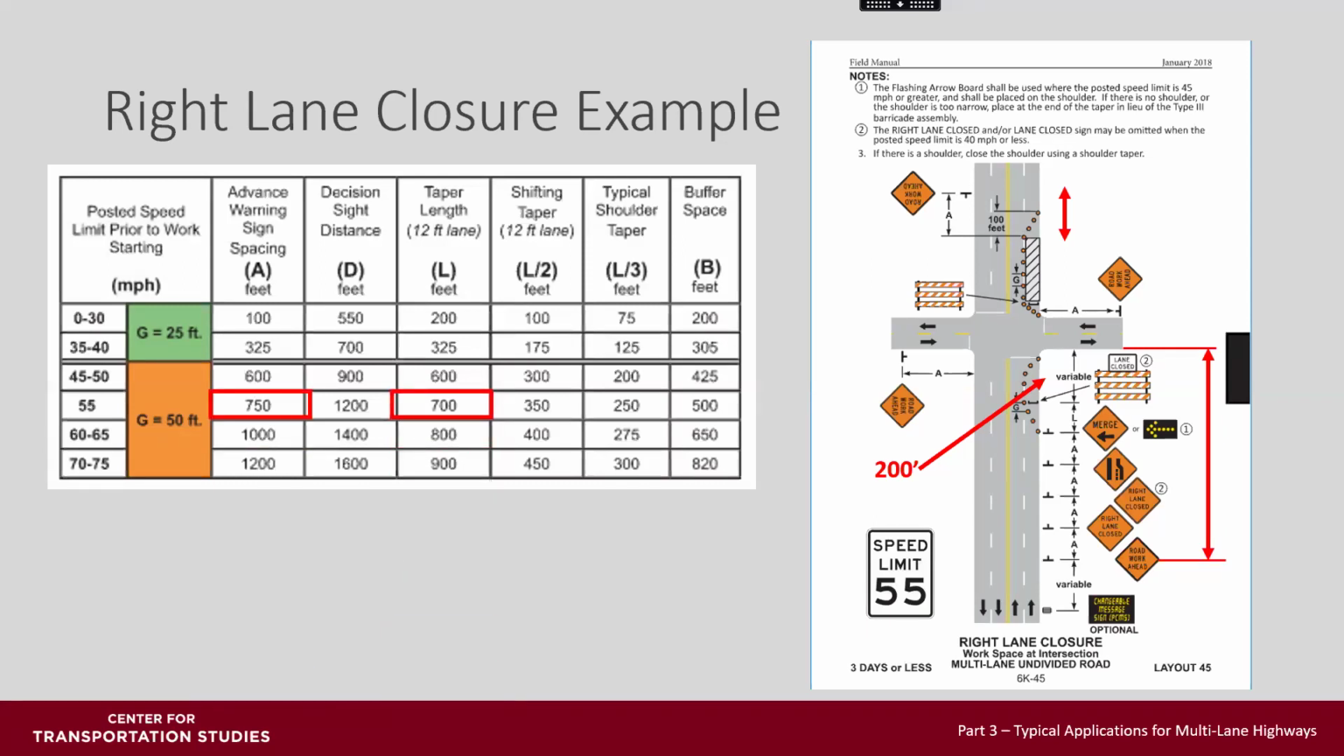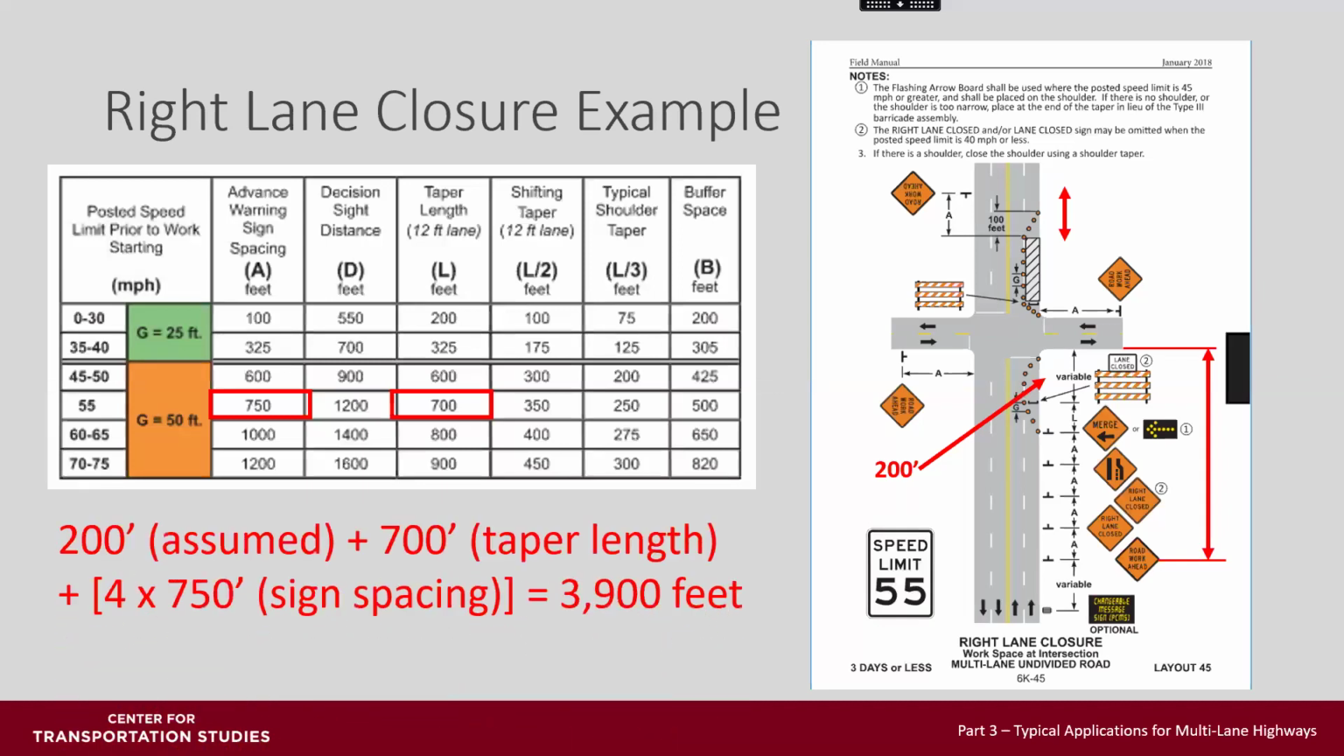The merging taper length is 700 feet for 55 miles per hour. The roadwork ahead sign for the impacted direction of travel is 200 feet, which was the assumed distance of the area before the intersection, plus the 700-foot taper length, plus 4 times the 750-foot sign spacing, for a total of 3,900 feet. The roadwork ahead sign for the other direction is distance A, or 750 feet, in advance of the workspace. The channelizer spacing in this situation is G, or 50 feet.